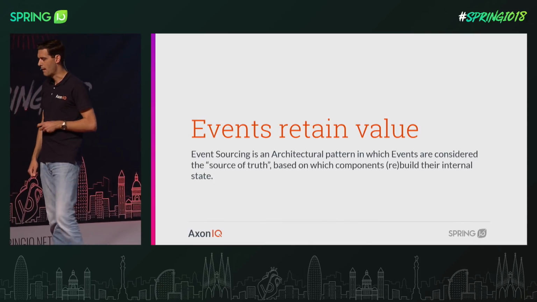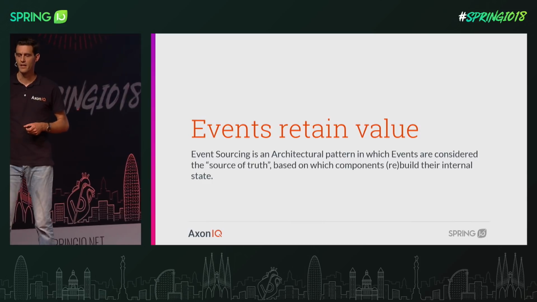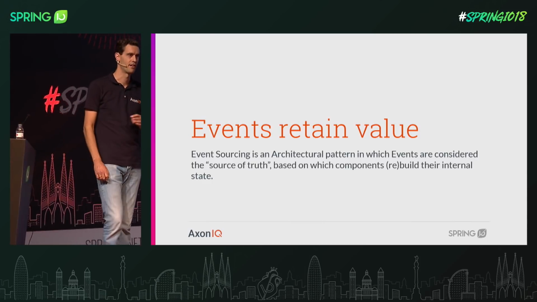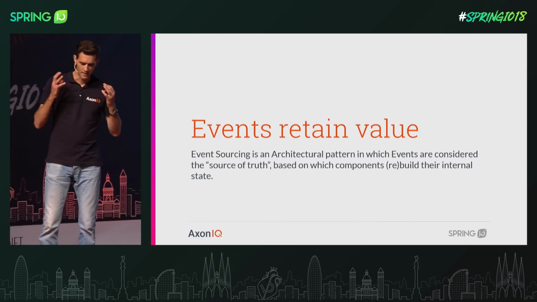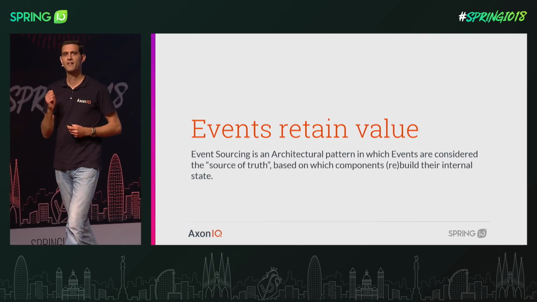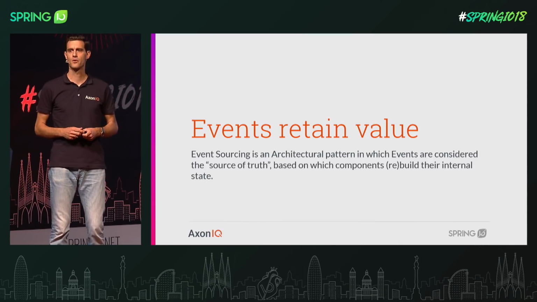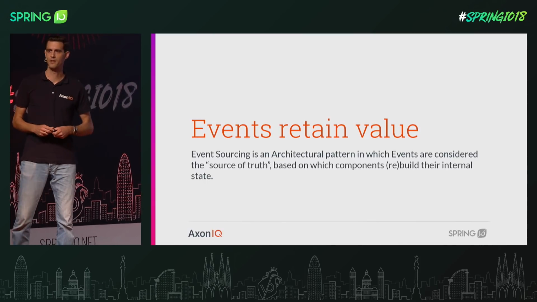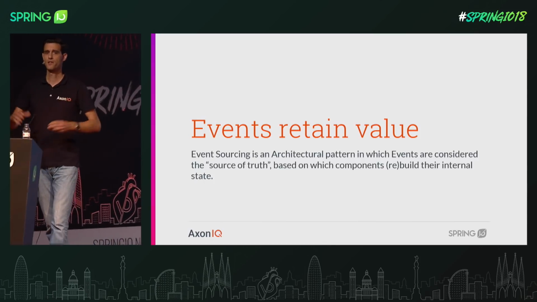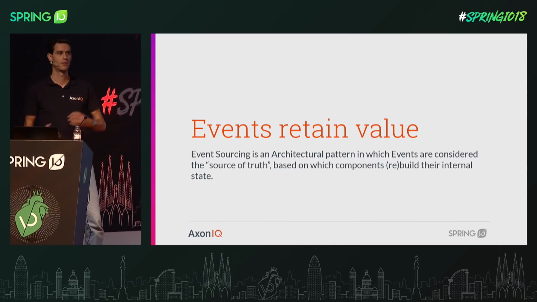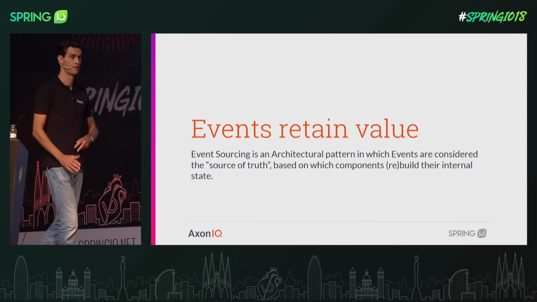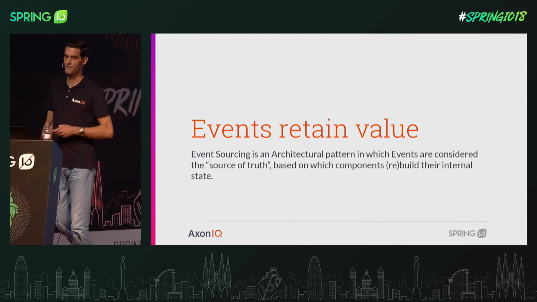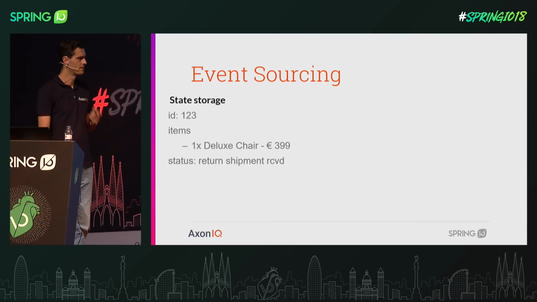I know of some companies running on Axon that have an event store at the moment with billions of events. They are scared by the mere idea of not having an event store because there's value. Why would you throw that value away? The cost of storage is nothing compared to the value of these events for them. So you can use event sourcing, and what that does is the following.